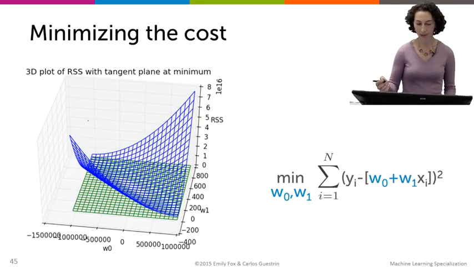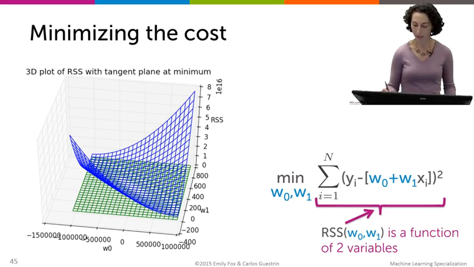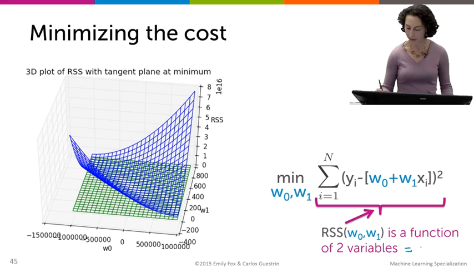Let's formalize this idea a little bit more. So here, what we're showing is our residual sum of squares. And what we see is it's a function of 2 variables, W0 and W1. So we can write it generically. Let's just write it as some function g of a variable W0 and a variable W1.